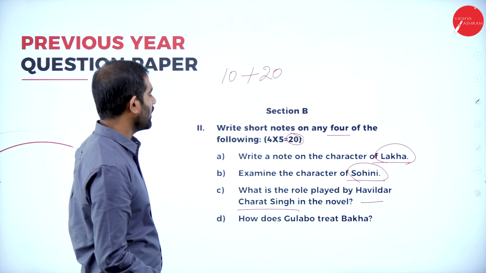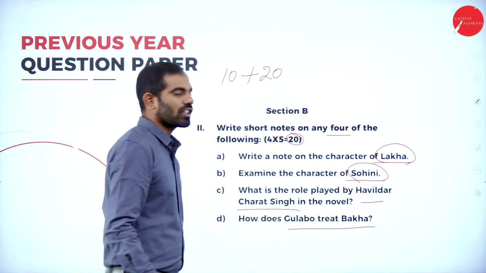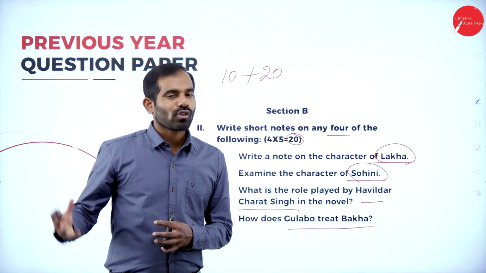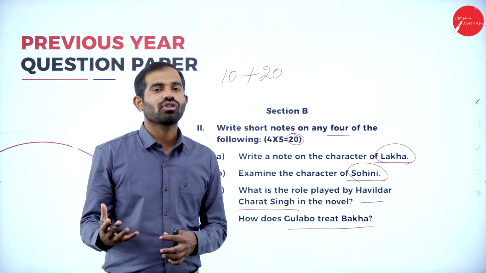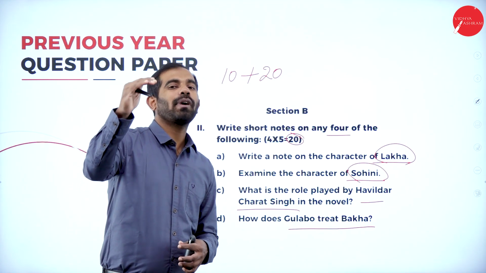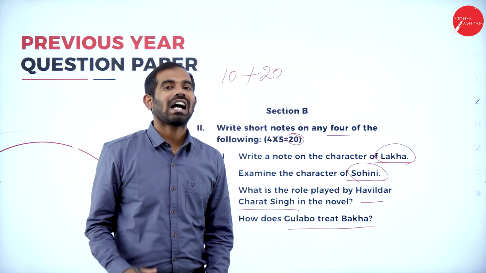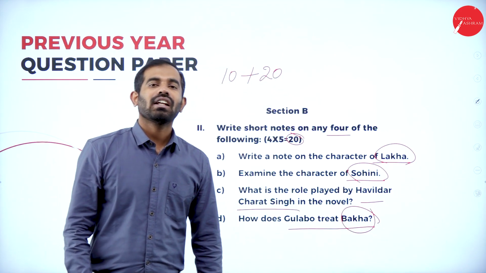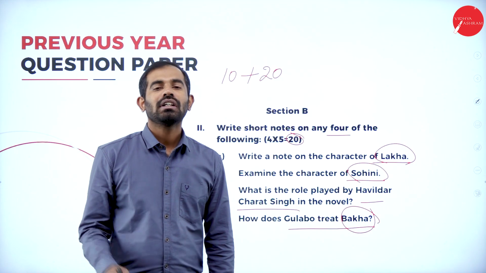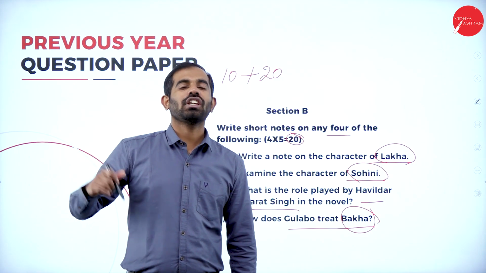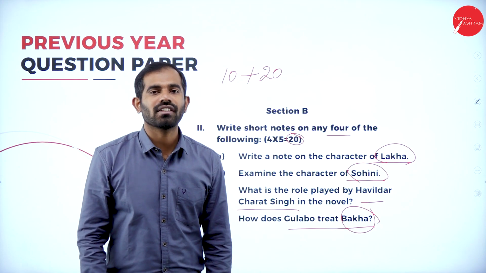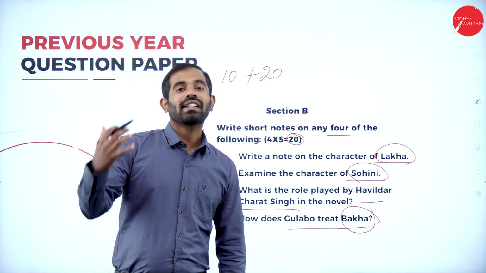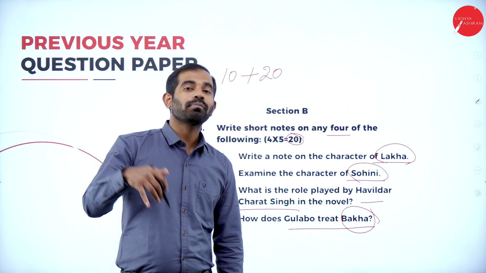So how does Gulabo treat Bakha? Gulabo is a washerwoman and she is a bit arrogant, a bit egoistic. Why? Because she thinks that she is placed better, placed higher compared to untouchables. And Bakha unfortunately belongs to the untouchable category, and she never likes Bakha nor his sister Sohini. That is the reason why she attacks Sohini in the very first place when she goes to fetch water. And in the second place, when Bakha goes to attend Gulabo's daughter's marriage.